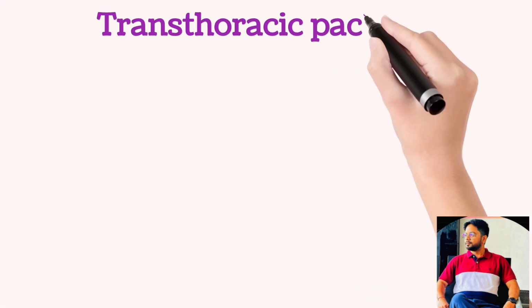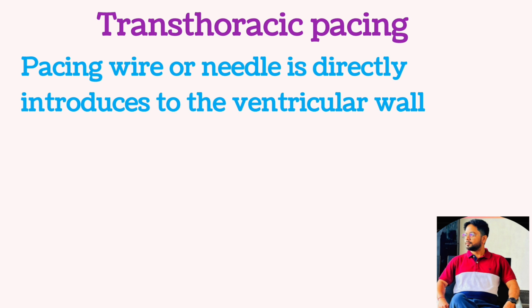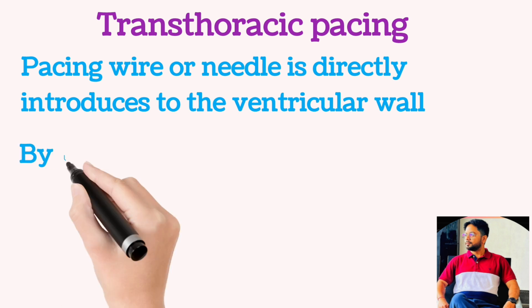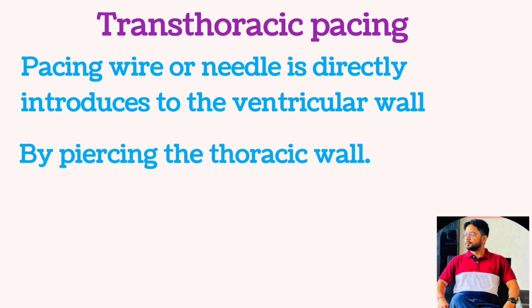Transthoracic pacing. In this method, pacing wires or a needle are directly introduced to the ventricular wall through the thorax by piercing the thoracic wall. Transcutaneous pacing has replaced this method.